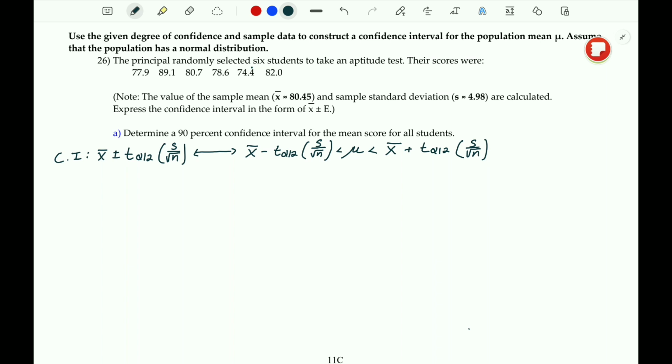So let's determine the 90% confidence interval for the mean of the scores for all students. And this is the formula that we're going to be using, the formula to the left. Some people prefer to use the formula to the right. That's okay. It's the same thing. But the final answer needs to be in the form of the sample mean plus or minus the margin of error. E is margin of error.